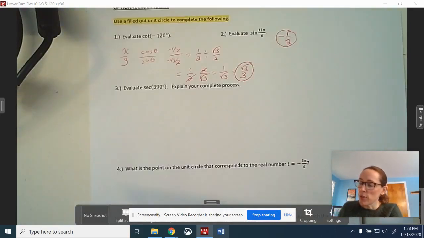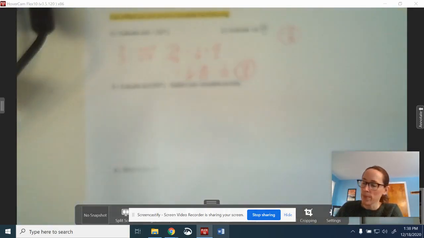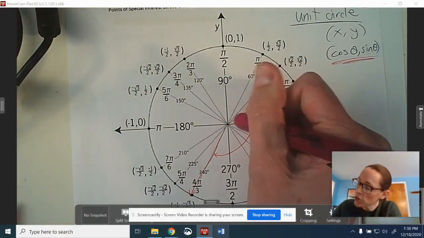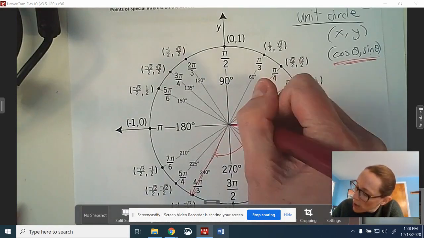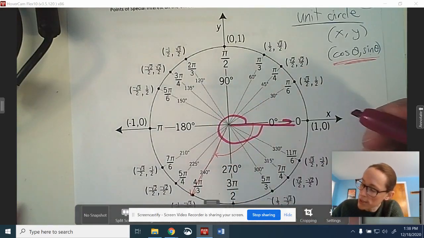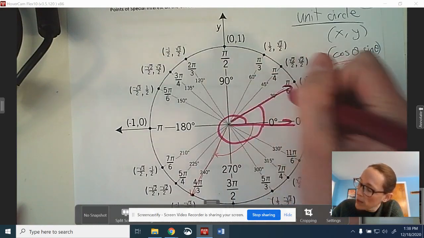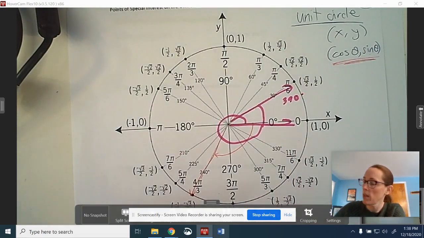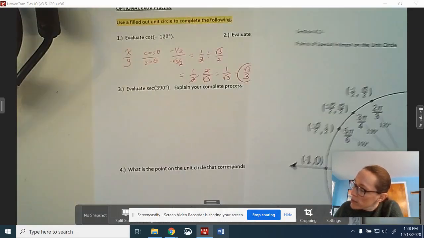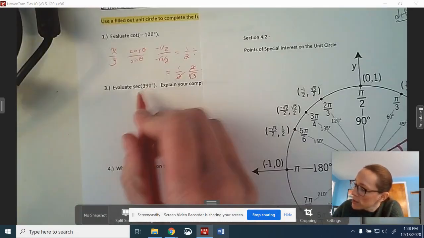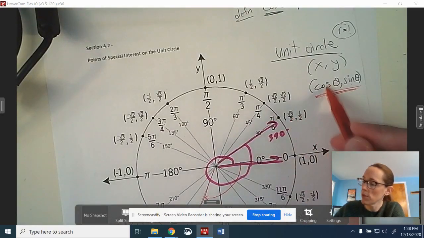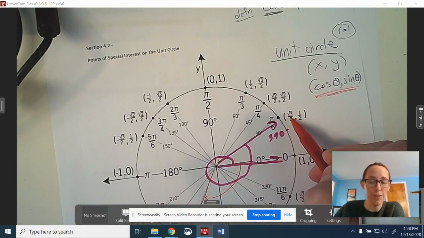Okay, the next one's to evaluate the secant of 390 degrees. Well, 390 is not labeled here. So what we need to do first is find out where 390 is. If we were to sketch going around in the positive direction, we go all the way around, that's 360, and then another 30. So 390 is going to be coterminal with 30 degrees. Since 390 is coterminal with 30 degrees, if I want secant, I'm going to grab the x coordinate because that's cosine and then flip it.